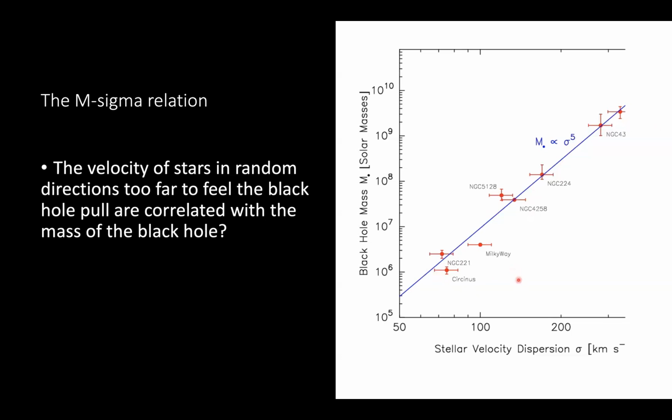And over time, this has been built up to many more objects, and we're starting to see the M-sigma relation at higher redshift, and we'll be discussing this. It's a very important correlation. We'll try to explain how it is that black holes and galaxies, in relation to random velocities of stars, how do they know about each other? What's the physical connection here?